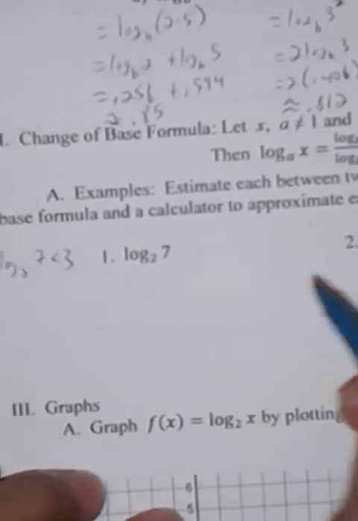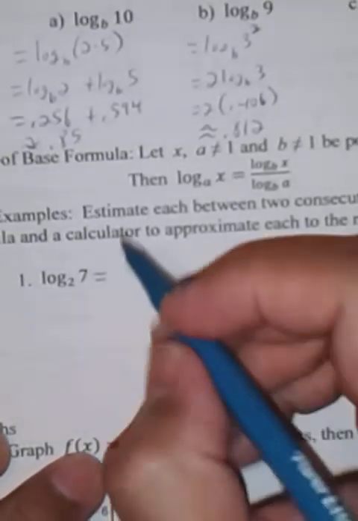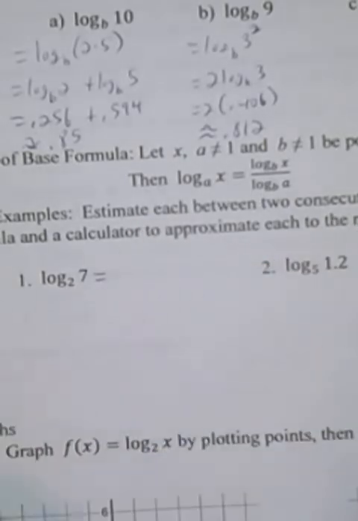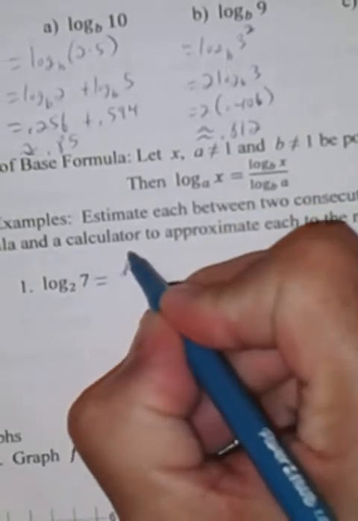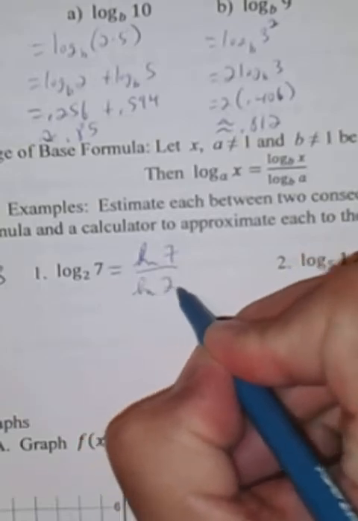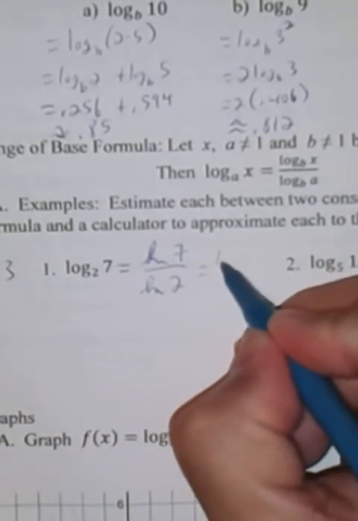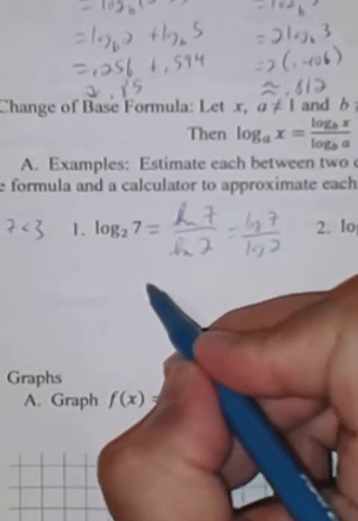Now, how do I find an approximation? Well, for log base 2 of 7, I use the change of base formula. Let me see which one's easier for me here, ln. You can use ln or log base 10. So it'll be ln of 7 over ln of 2. And you could also write it as log base 10 of 7 over log base 10 of 2. And it'll give you the same number.